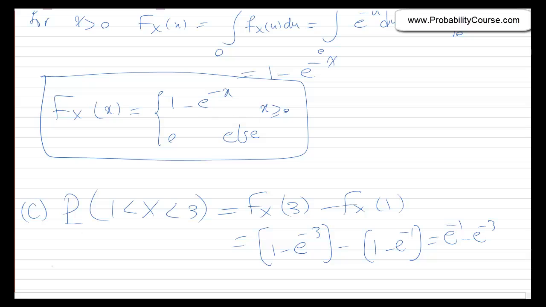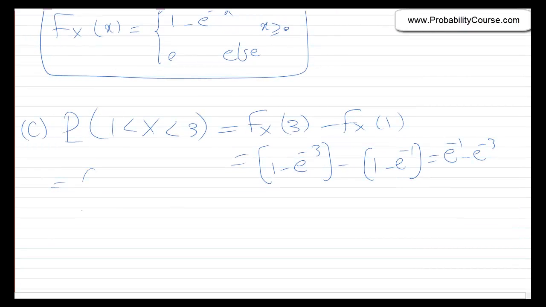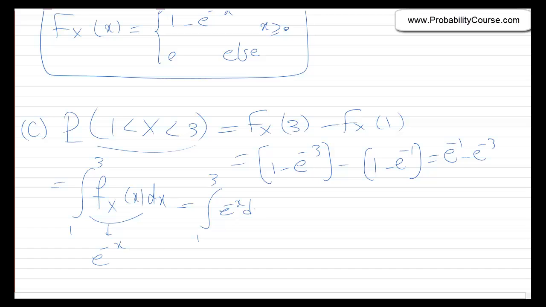Another way is to write this as the integral from 1 to 3 of fx of x dx. We can find the probability using the PDF as well. This PDF, we found, is just c equals 1 times e to the minus x, so e to the minus x dx. And if we find this integral, it is equal to e to the minus 1 minus e to the minus 3. So we get the same answer.